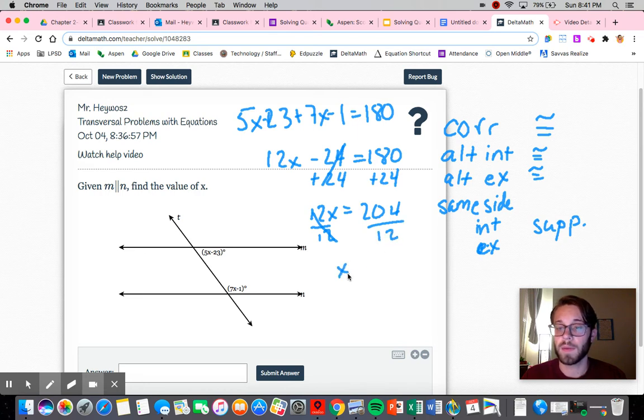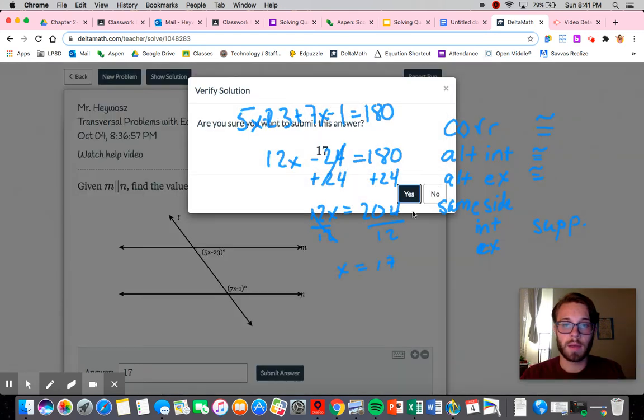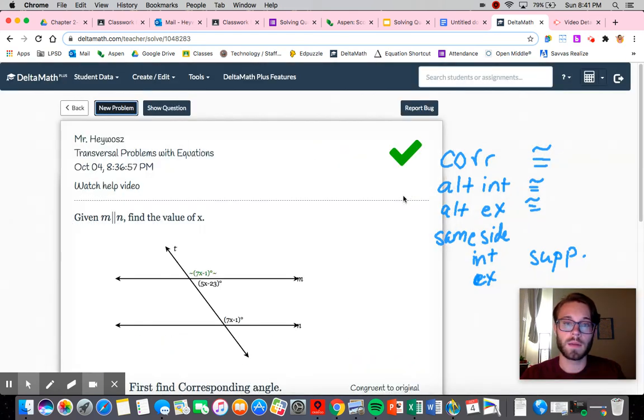If you don't know 204 divided by 12 off the top of your head, like I didn't, you can use your calculator. There is a calculator button available on Delta Math up in the top corner. I can't quite scroll up because of the system I'm using to record this, but you could use the Delta Math calculator or your phone calculator. Either is fine. You'll get x equals 17. Then you'll go down here, type 17, submit answer, and assuming we did it all right, we're all good.